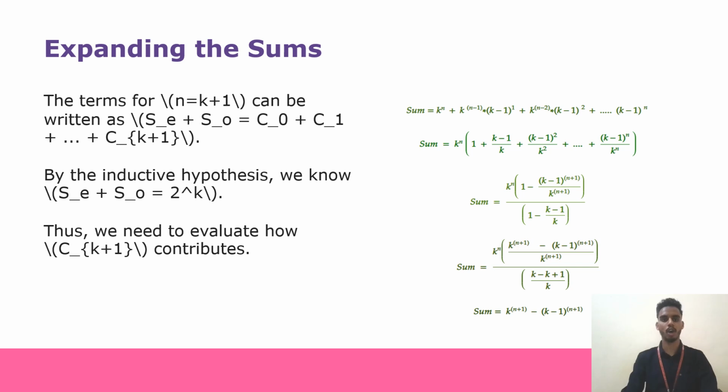In this slide, we can see how to expand the sums. The terms for n equals k plus 1 can be written as Se plus So equals C0 plus C1 plus and so on, up to C(k plus 1). By the inductive hypothesis, we know Se plus So equals 2 power k. Thus, we need to evaluate how C(k plus 1) contributes.